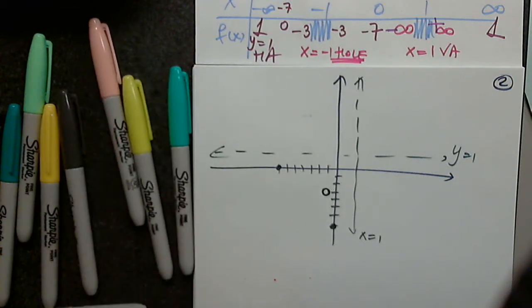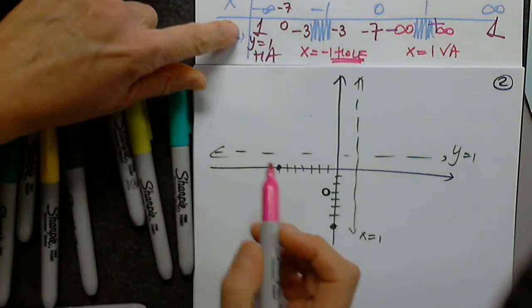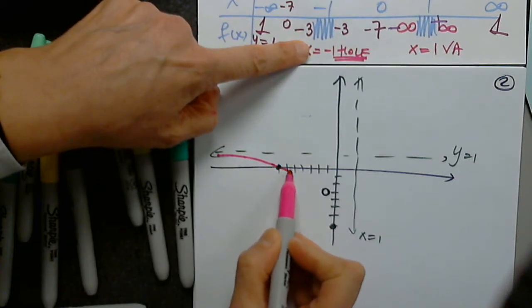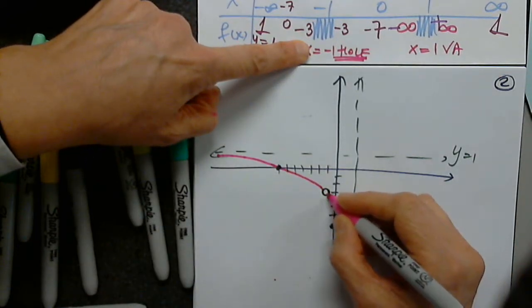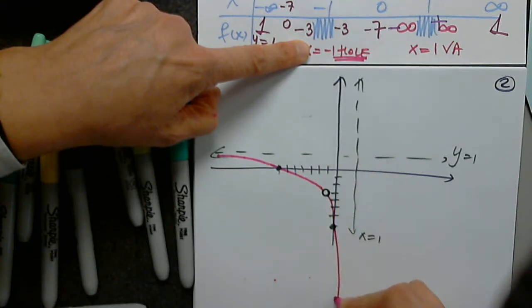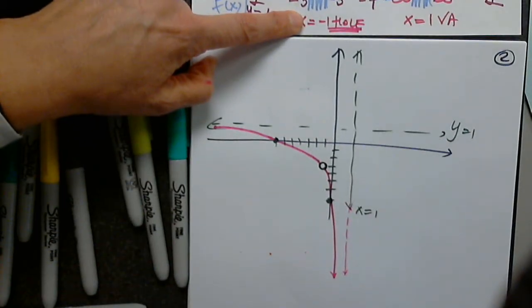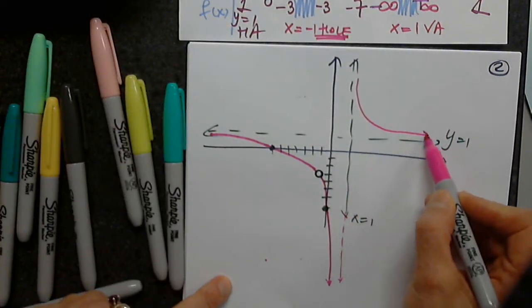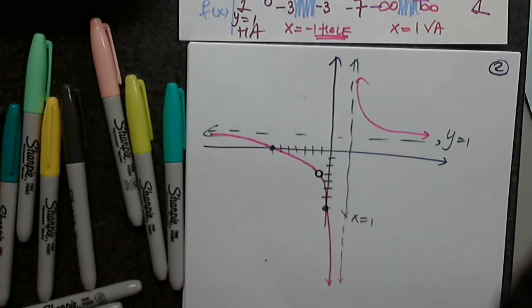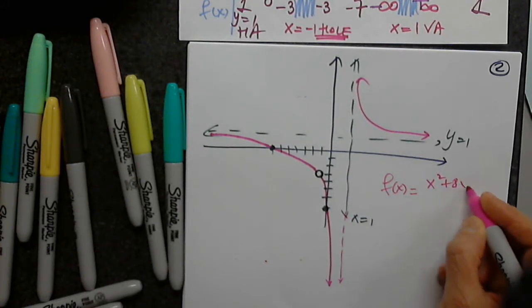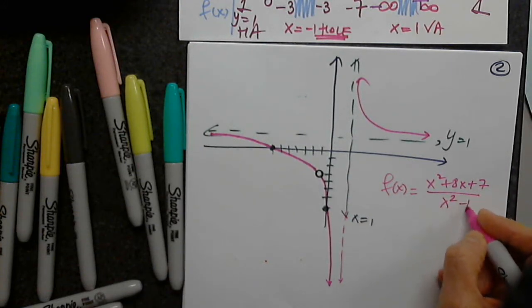Ready? From approaching 1, crossing at -7, 0, coming down to this open point, continuing to cross at 0, -7, and approaching -infinity on the left-hand side of the vertical asymptote. On the other side, from +infinity to 1. And this is the function f of x that we just made up, x squared plus 8x plus 7 over x squared minus 1.